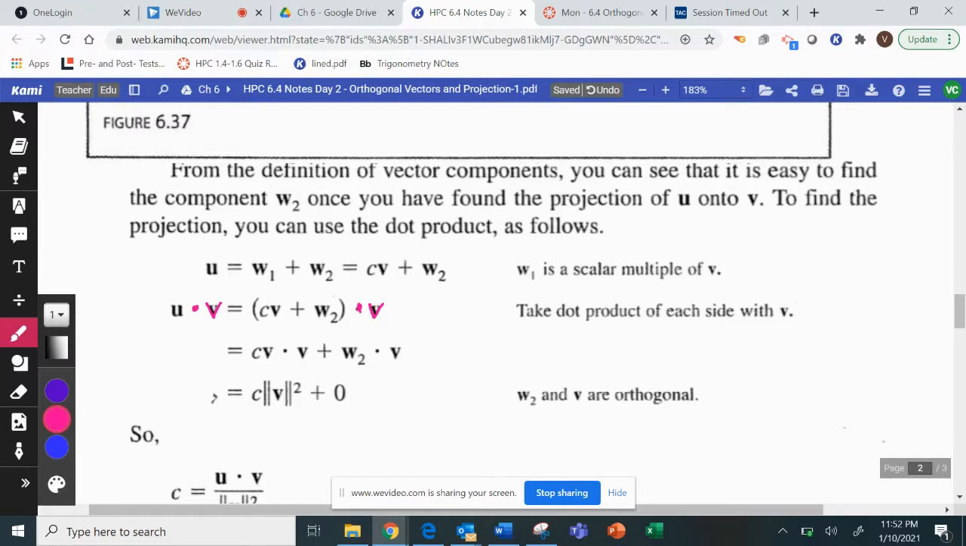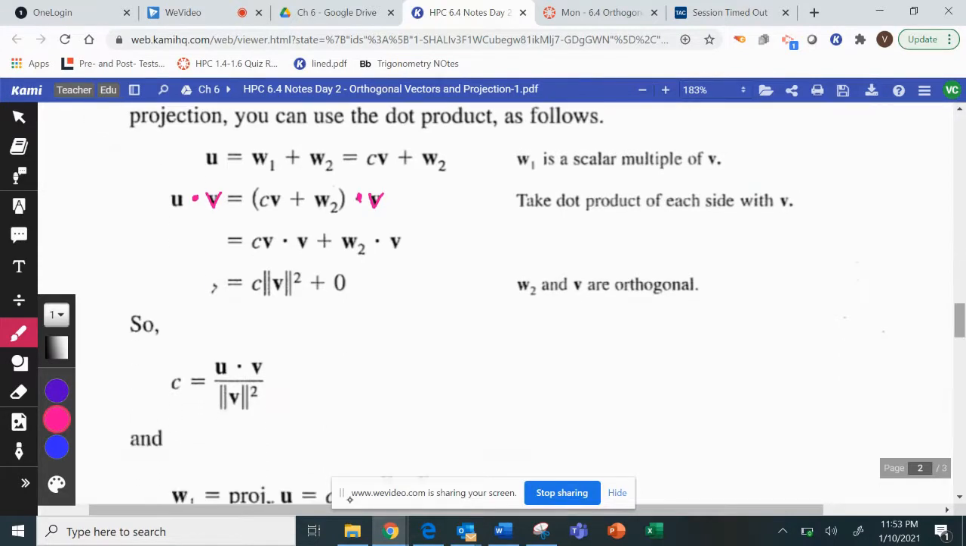And from that, we can determine that the c times the vector times itself is the same as the magnitude squared. That was another property that we had. And then over here, these two things should be 0 because W2 and v are orthogonal, so their dot product is 0.